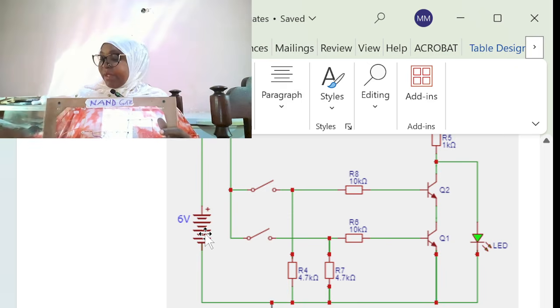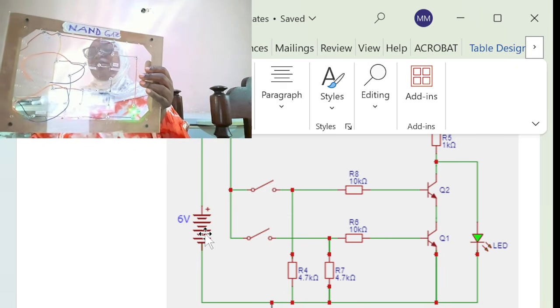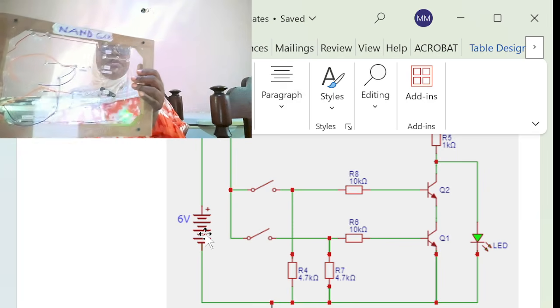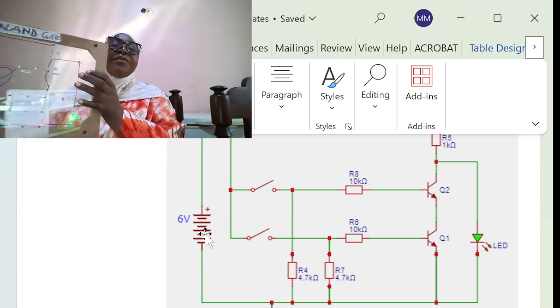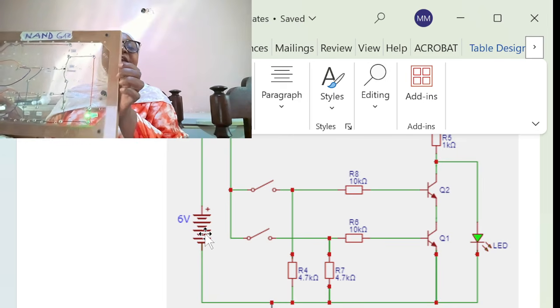So, the circuit has been designed as you can see here. This is the clear circuit for the NAND gate.